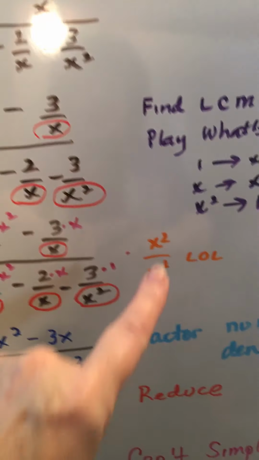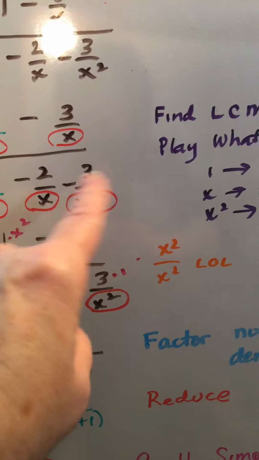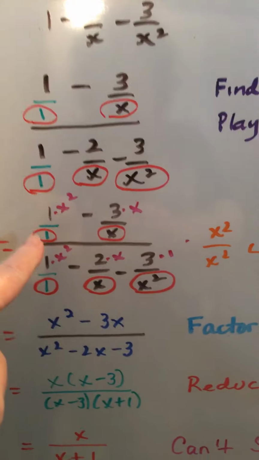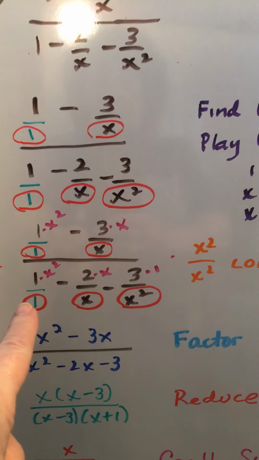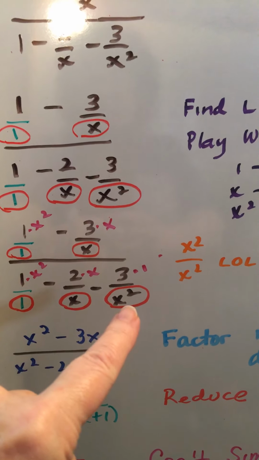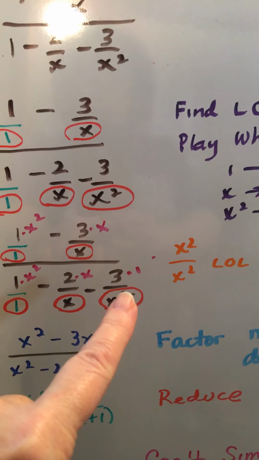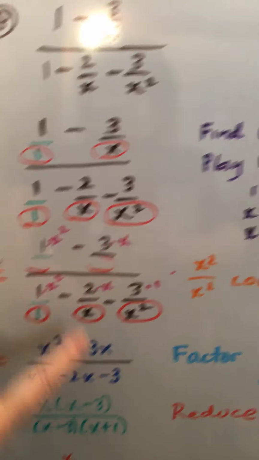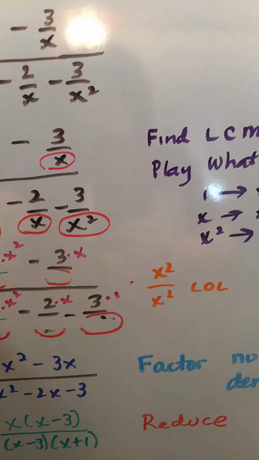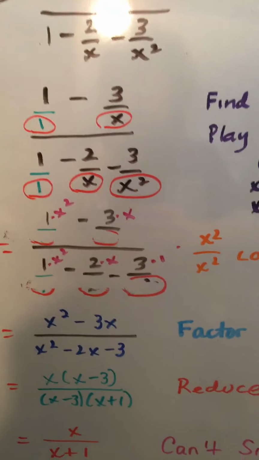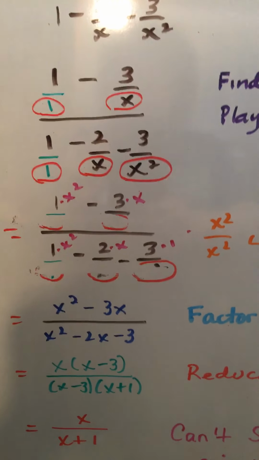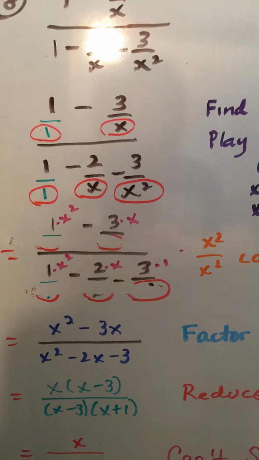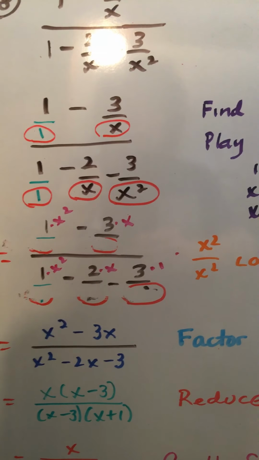So again, I lie and say I'm going to actually distribute 5 times when I'm really going to say 1 needs x squared, x needs x, x squared needs 1, and I'm going to ignore these because I've already canceled them. That's why they're circled. We always ignore our circles. And what's left? x squared minus 3x over x squared minus 2x minus 3.